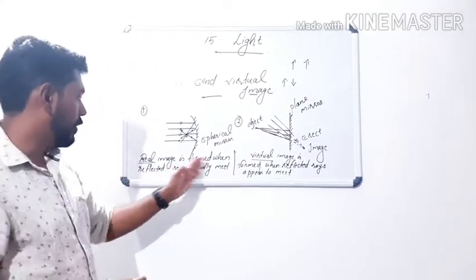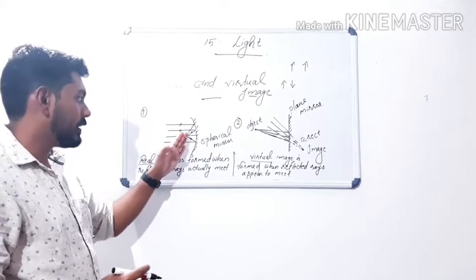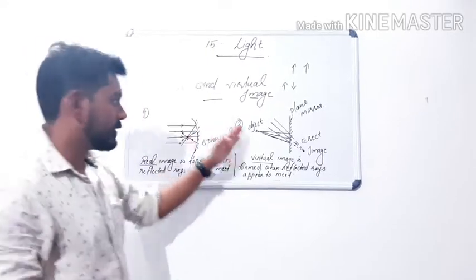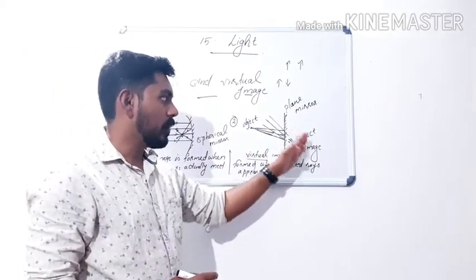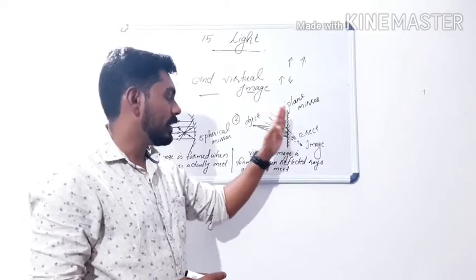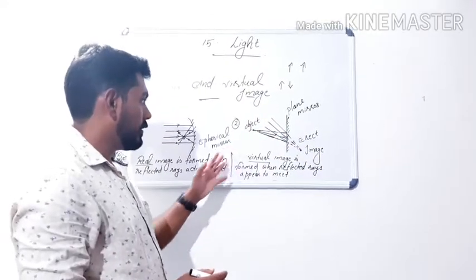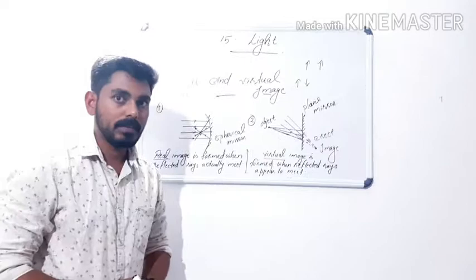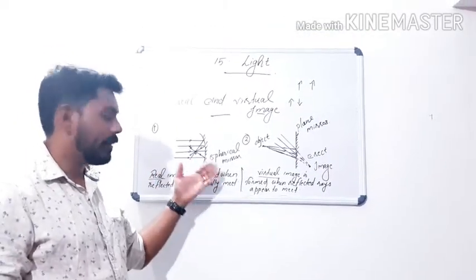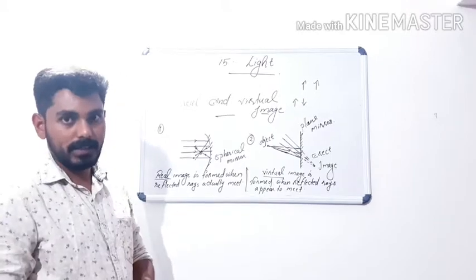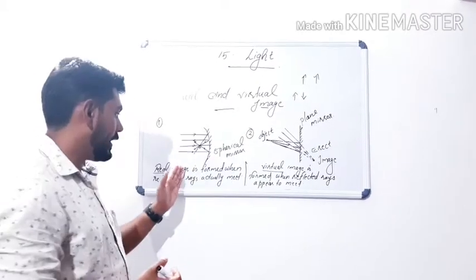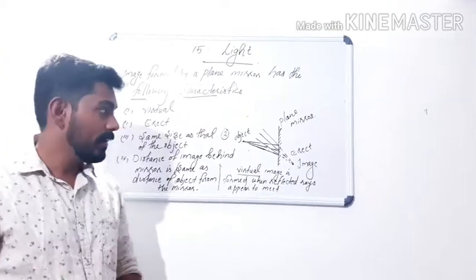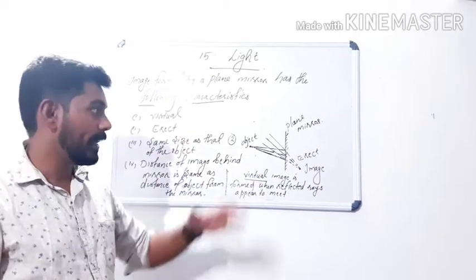A real image is formed when the reflected rays actually meet, and it is formed by a spherical mirror. In this case, the plane mirror forms an erect image, which is behind the mirror. So these are the actual differences between real and virtual images. We will learn in detail about the spherical mirror in the next session. Here we only learn that a real image is formed by a spherical mirror, and it is always inverted.